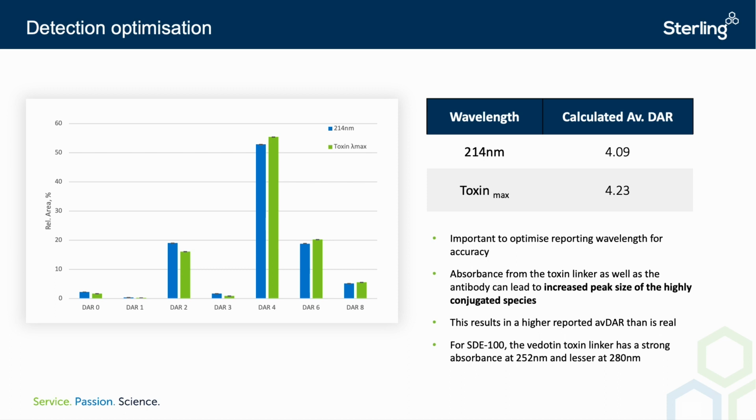For SD100, the vedotin toxin linker has a strong absorbance at 252 nanometers, plus a lesser absorbance at 280. As can be seen on the graph, the absorbance at the toxin max of 252 has a higher relative area percentage for DAR4 and DAR6, which led to a proportional drop for DAR2 and DAR3. As the average DAR is calculated from these relative area percentages, this change will lead to an inaccurate final average DAR value. In this instance, it gave an average DAR of 4.23 instead of 4.09.